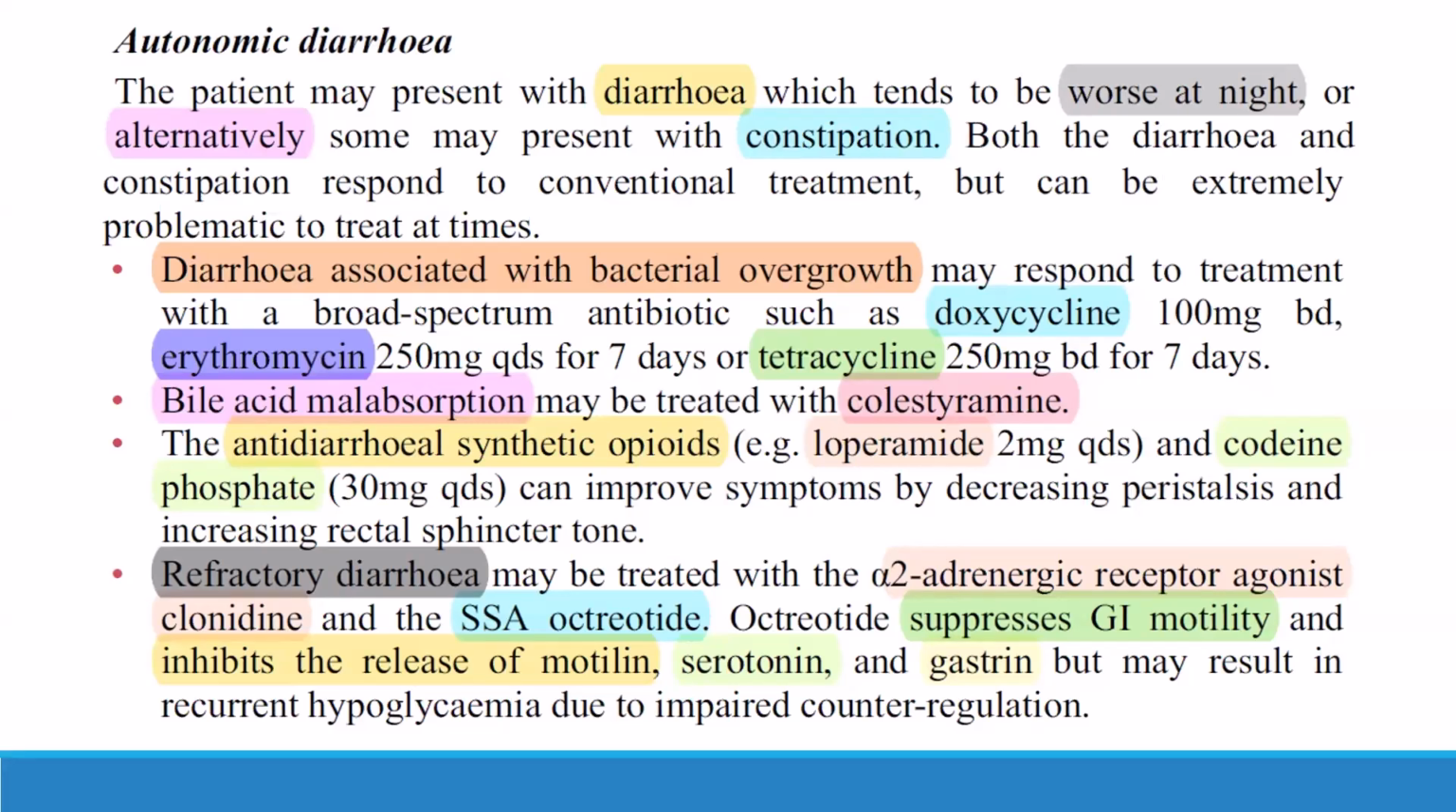Refractory diarrhea can be managed by the somatostatin analog octreotide, or the alpha-2 adrenergic receptor agonist clonidine, and of course octreotide suppresses gastric motility and inhibits the release of motilin, serotonin, and gastrin.